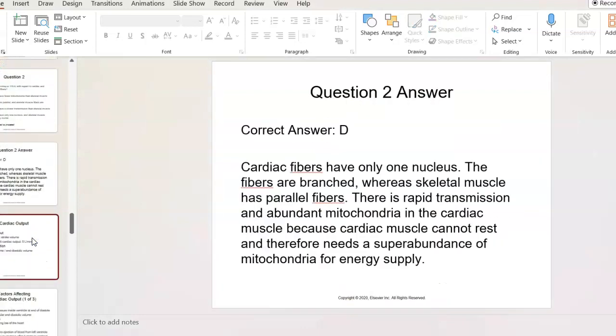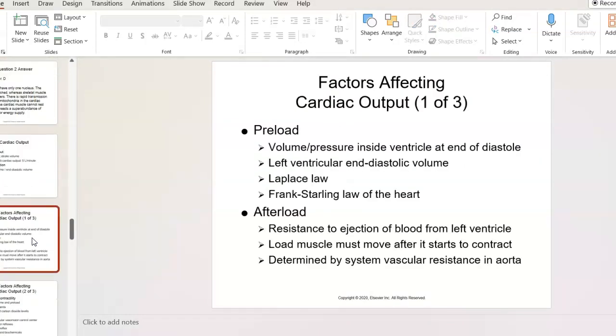Okay, and that is the concept of preload. And once again, I think if you think of it as getting the right amount of blood in, getting the right amount of blood out is a helpful way to think of it.